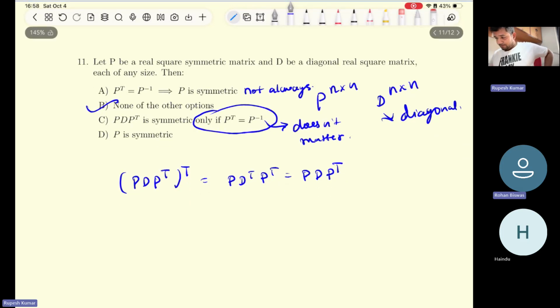What about the C part? I missed that C statement which you are saying. P D P transpose is always symmetric. You just check it: take the whole transpose of P D P transpose and see that it is symmetric. Right.